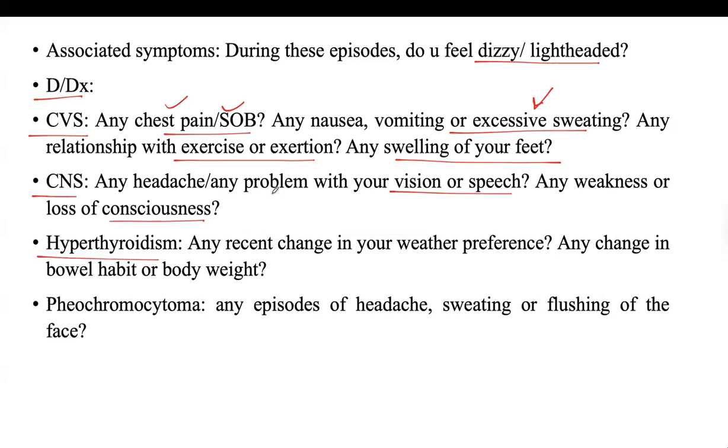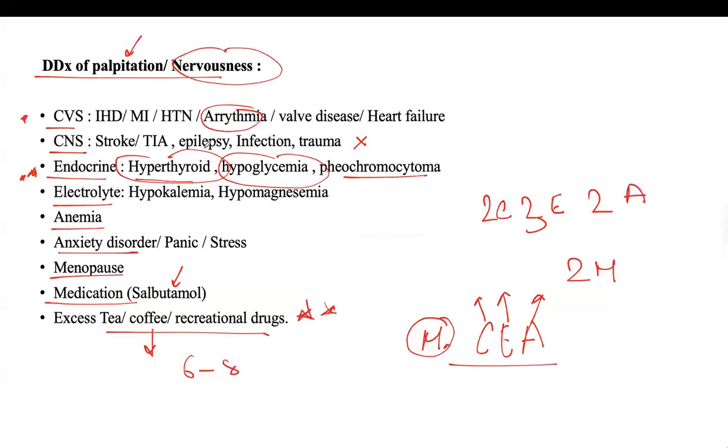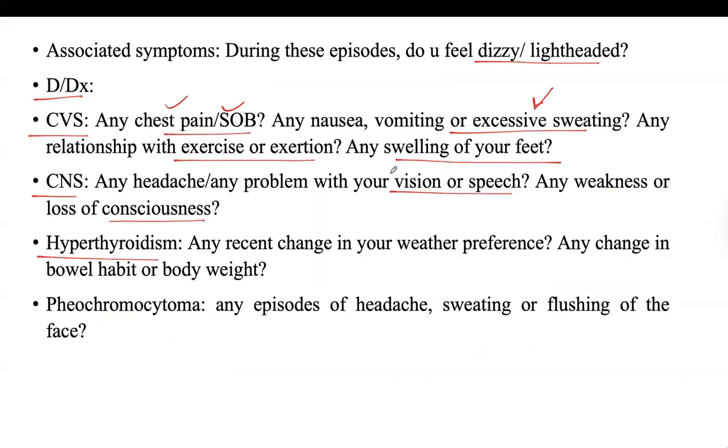This mainly will cover the stroke or TIA. That's the only thing you really need to ask. You don't need to go into that much detail about epilepsy, meningitis, head injury. These are not needed to be asked. After that, we go to the endocrine causes, which are more important.